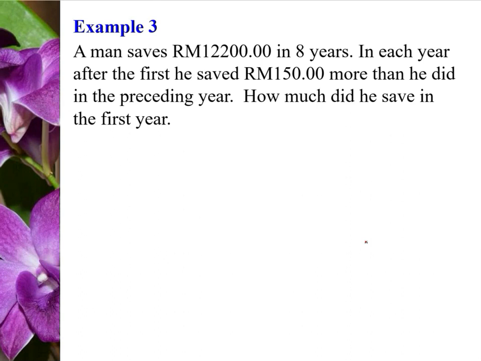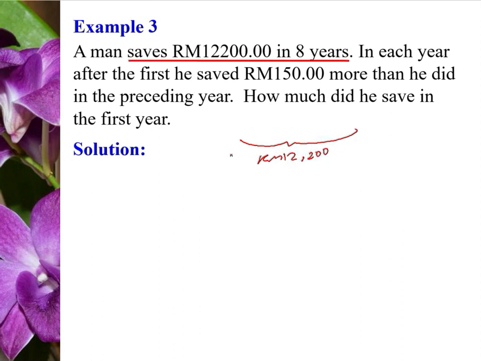How much did he save in the first year? We must understand the problem to identify whether this is an arithmetic or geometric sequence. A man saves 12,200 ringgit in 8 years. That means he had saved a total of 12,200 ringgit in 8 years. That means this is the sum of 8 years.